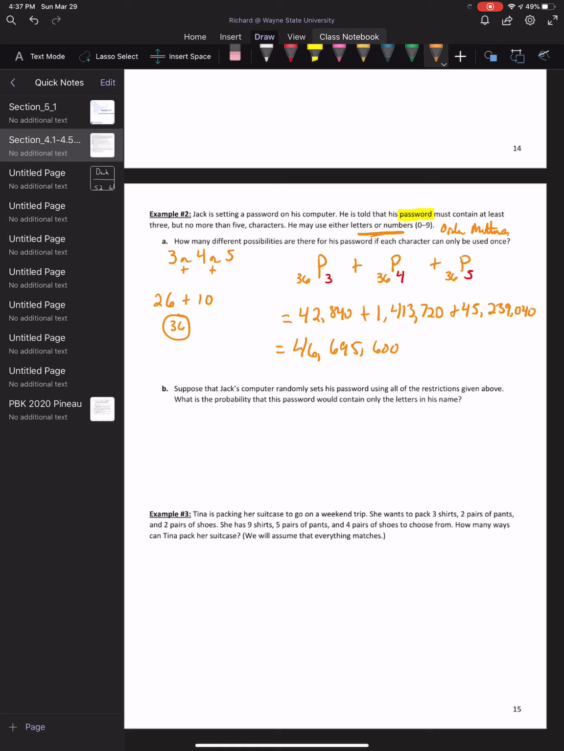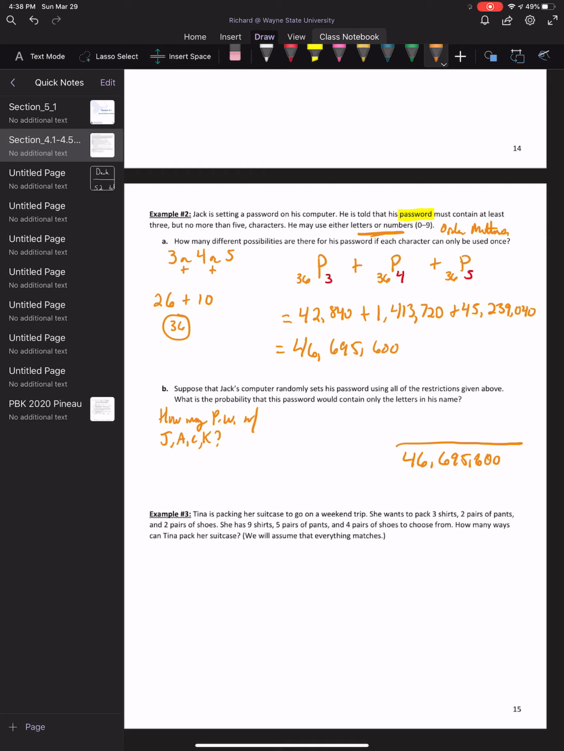Now let's look at the next one. It says, suppose that Jack's computer randomly sets his password using all the restrictions given above. We want to know the probability that his password contains only the letters of his name. Interesting. Well, I know the denominator is going to be what we just figured out, because that's how many total passwords we have. Now we need to figure out how many passwords there are with the letters J, A, C, K.